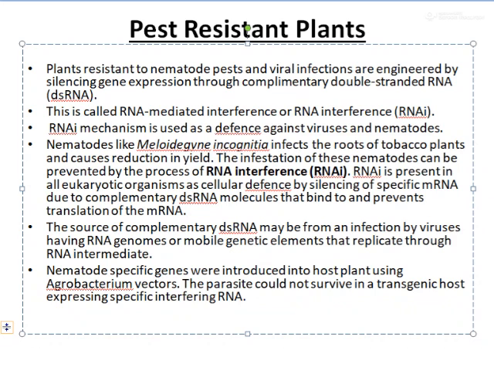The source of complementary double-stranded RNA may be from infection by viruses having RNA genomes or mobile genetic elements that replicate through RNA intermediates. Nematode-specific genes were introduced into the host plant using Agrobacterium vector. That means we use a middleman to incorporate them into the host plant, and this middleman we call the Agrobacterium vector. The parasite could not survive in a transgenic host expressing specific interfering RNA.